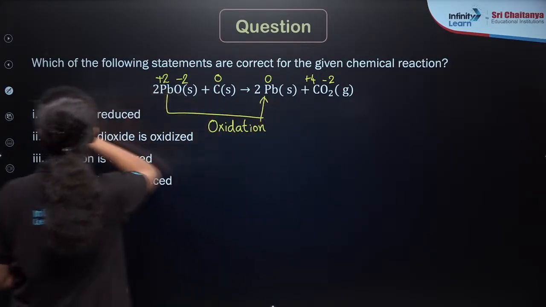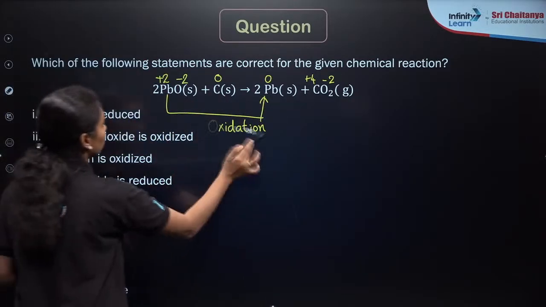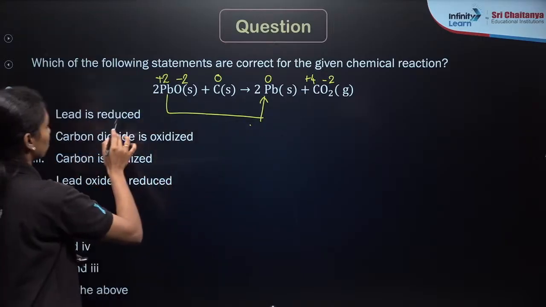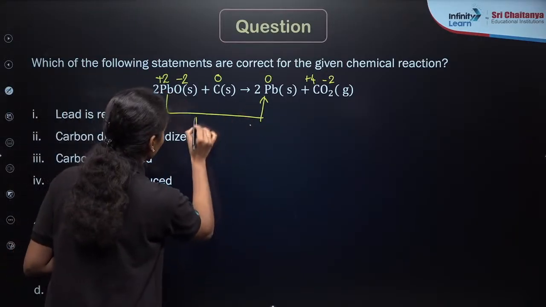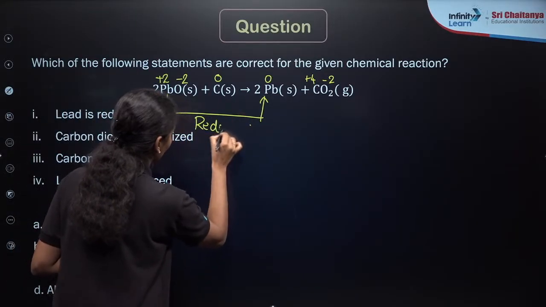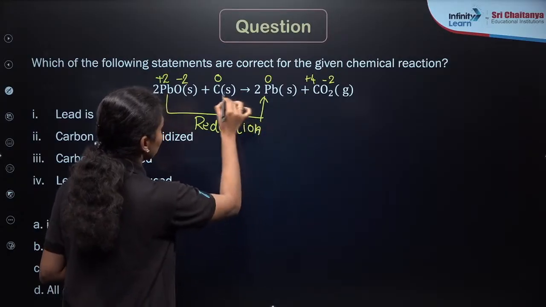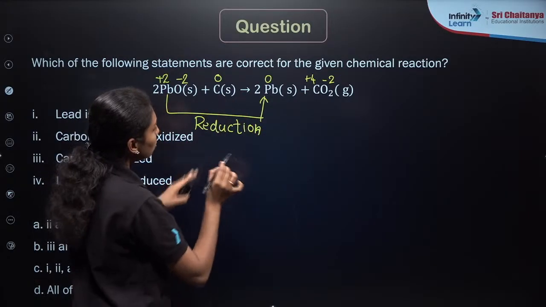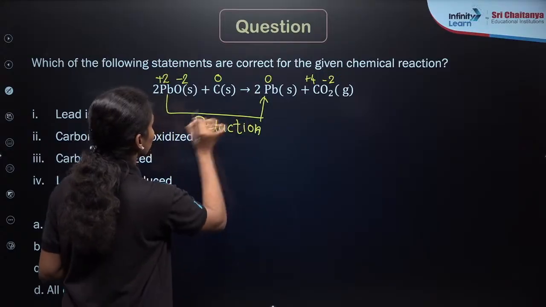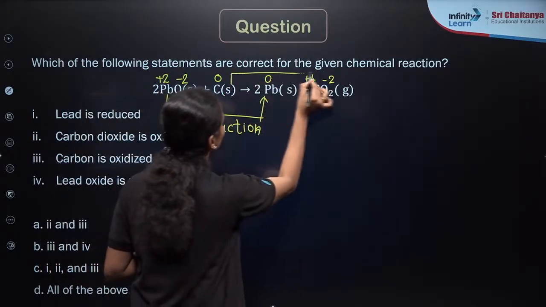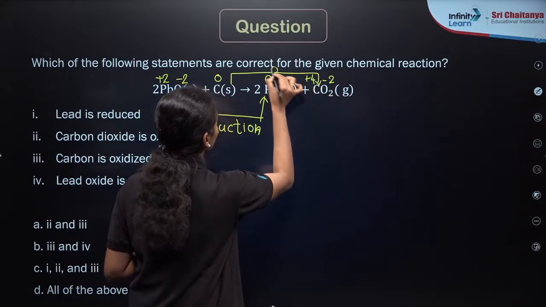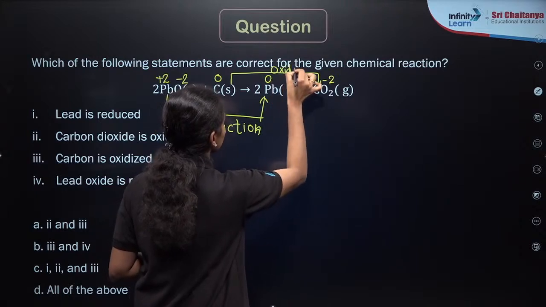So in the case of lead, there is a correction. It goes from +2 to 0, right? So it will be undergoing reduction over here. Lead is reduced over here. Then what about the case of carbon? Carbon changes its oxidation state from 0 to +4, which means oxidation is happening here, right? So what are our correct options?